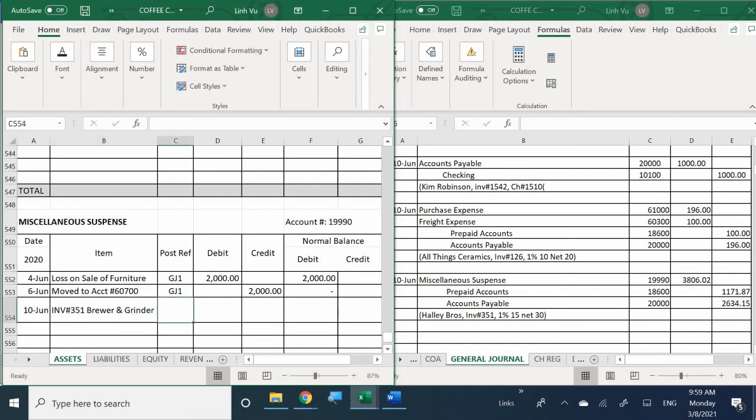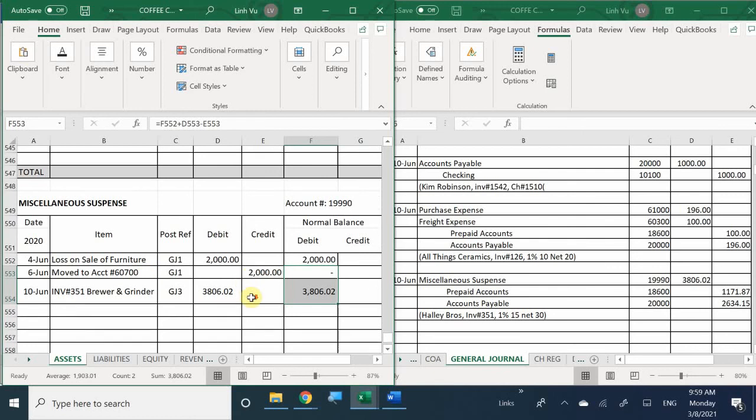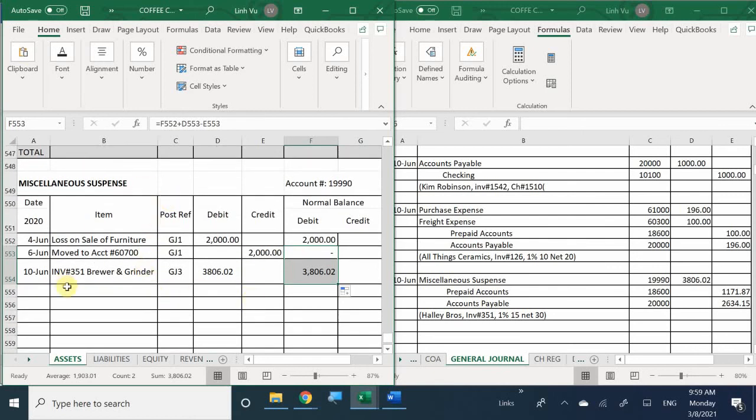Okay, general journal number 3, and how much did I increase my account for? The 3,806.02. So therefore, my miscellaneous suspense is now 3,806.02. All right, and that's including both coffee brewer and coffee grinder. Now, if you just bear with me, I'll show you what happens next, after next.